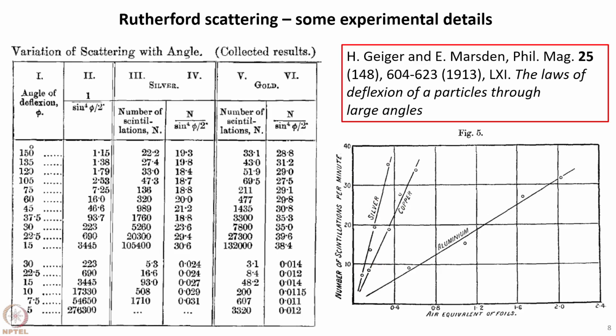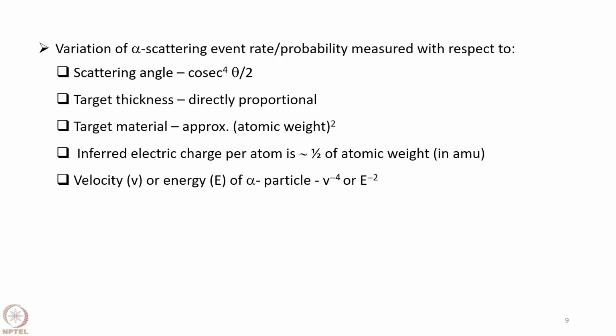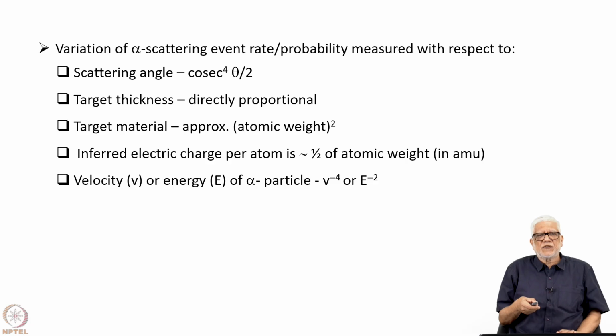This effect, of course, is there in all of these atoms, scattering from all of these atoms. So, the summary of these set of experiments is that the variation of alpha scattering event rate, or probability, is measured with respect to the scattering angle, and it goes like cosecant to the 4 theta by 2, or inverse sine to the 4 theta by 2.